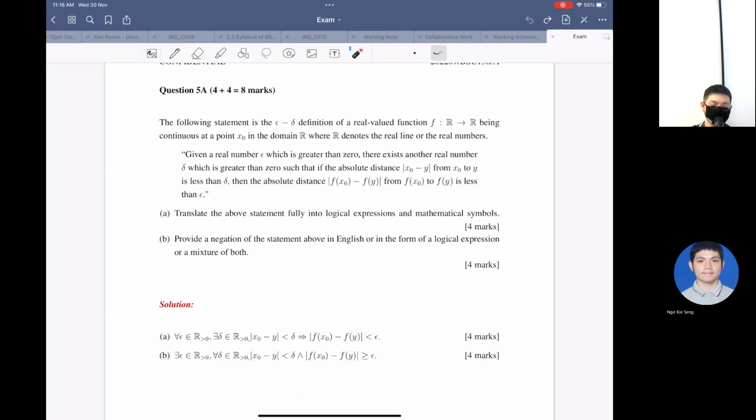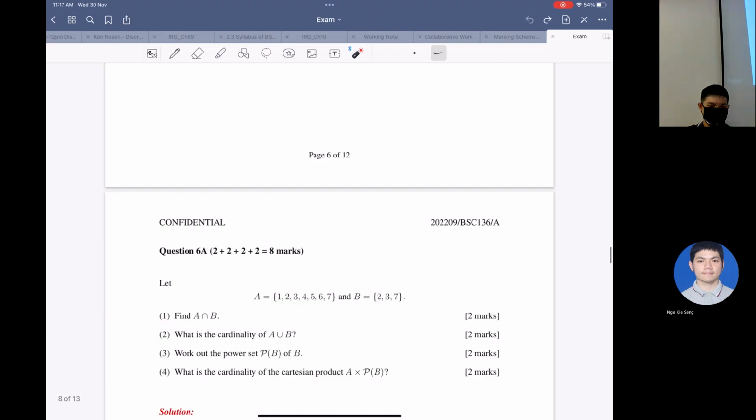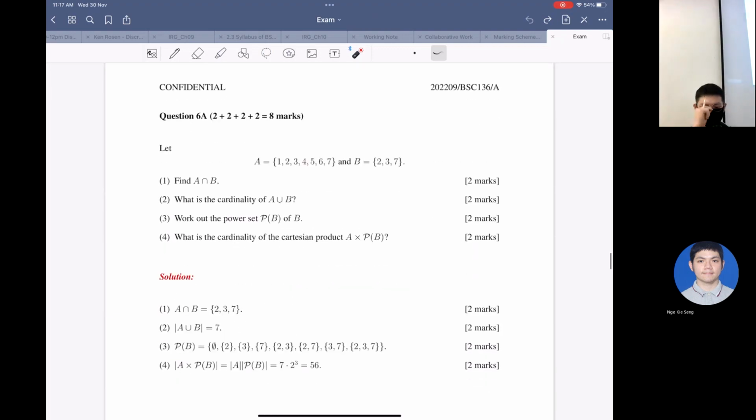So this is the question. Four marks will be given if you give the right quantifier, and then the right condition, and then the right implication. Okay, question 5. Okay, I keep going. Okay, question 6.